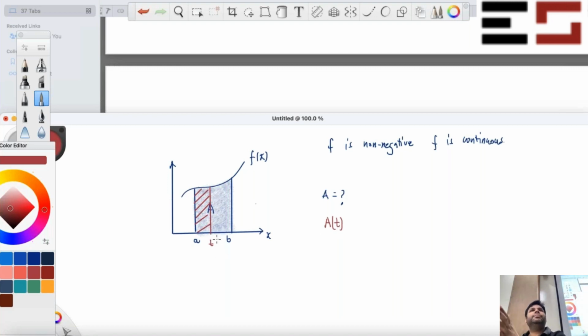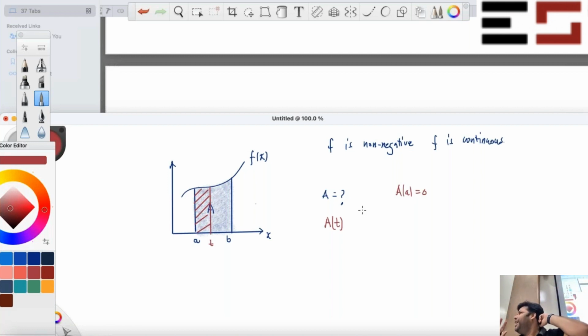Well, t can be anything. t can be any number between a and b. So basically, I'll tell you this function A(t). Now, before I tell you this function A(t), let me ask you something. Is A(t) increasing in t? Yes, it is. As t increases, you can see that area is increasing. Can you tell me what is A(a)? Very good. So all these things we know: A(t) is increasing, A(a) is 0. All these things we know so far.